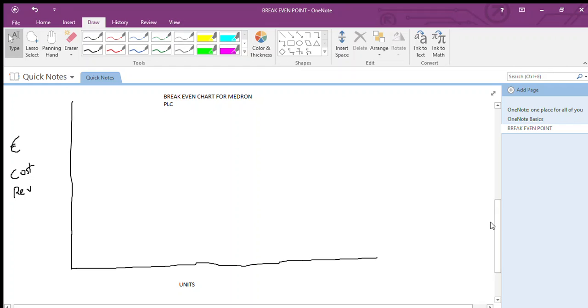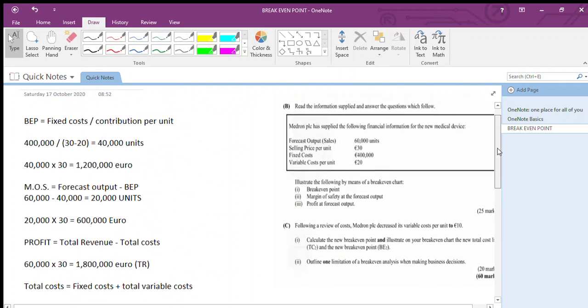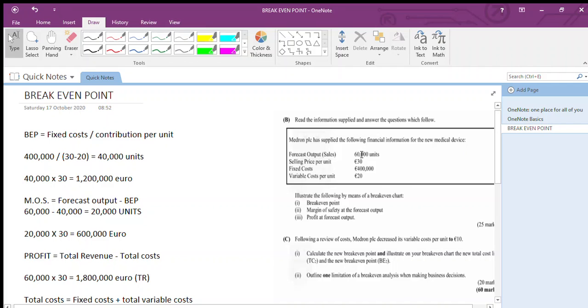Okay, so you have your units and you have your euro column here for your cost and revenue. How do I actually find out what the numbers are for the chart? Well, I know the units. I know there's three values for units that I need to pay particular attention to. I know forecast output, the amount that I intend on selling, 60,000 units. I also had my break even, 40,000 units, my break even point. My margin of safety was 20,000 units. So there are the three things I need to show. Margin of safety, 20,000 units, break-even point, 40,000 units, and my forecast output, 60,000 units.